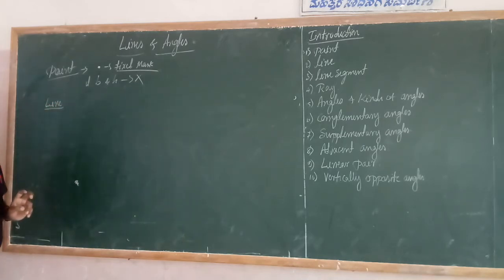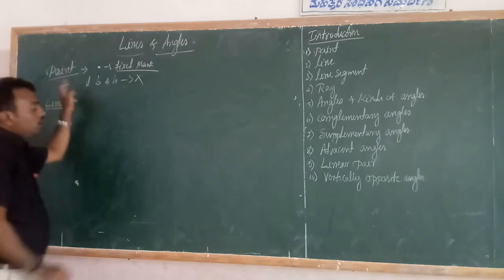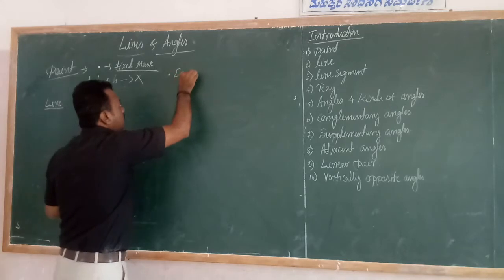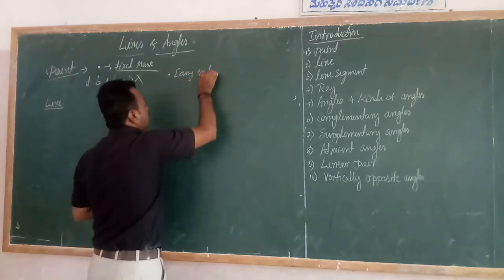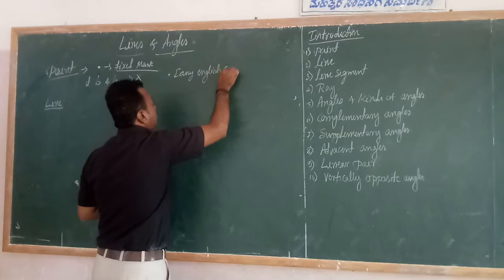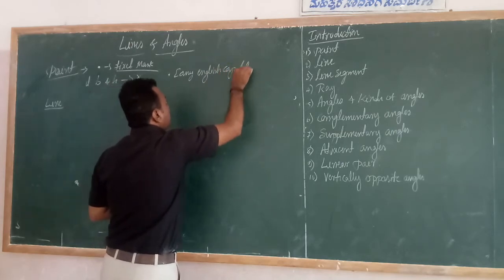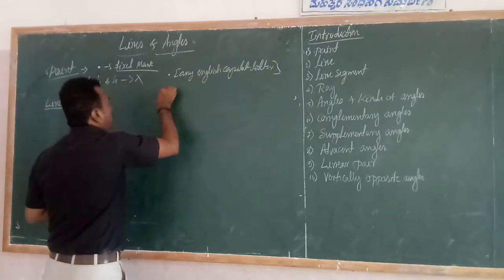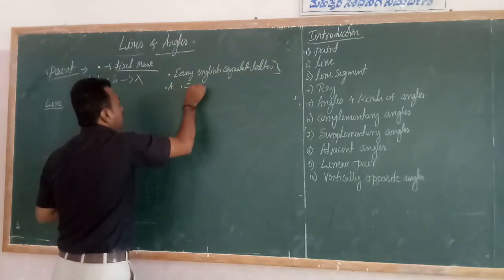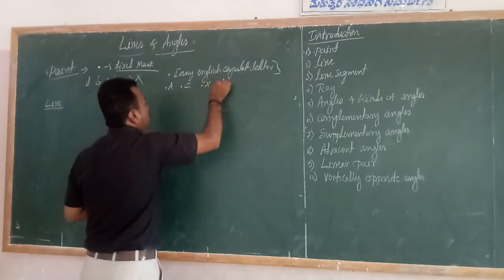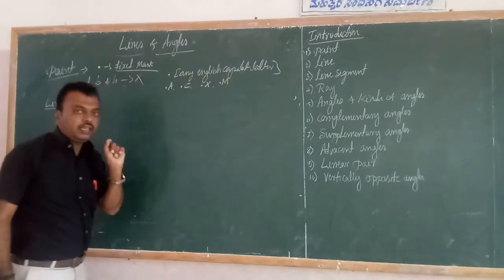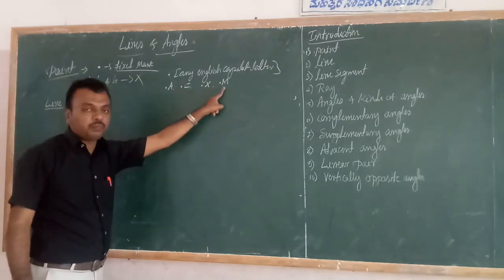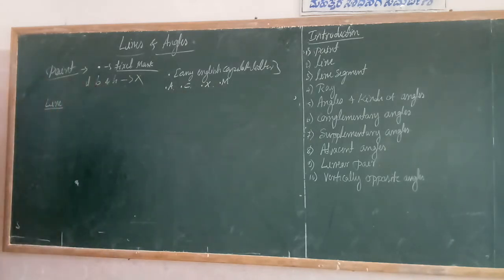Also, one more thing: a point is denoted by any English capital letter. For example, this is point A or point C or point X or point M. Any English capital letter or alphabet letter, you should give that name to the point. Okay, so next, come to the line.